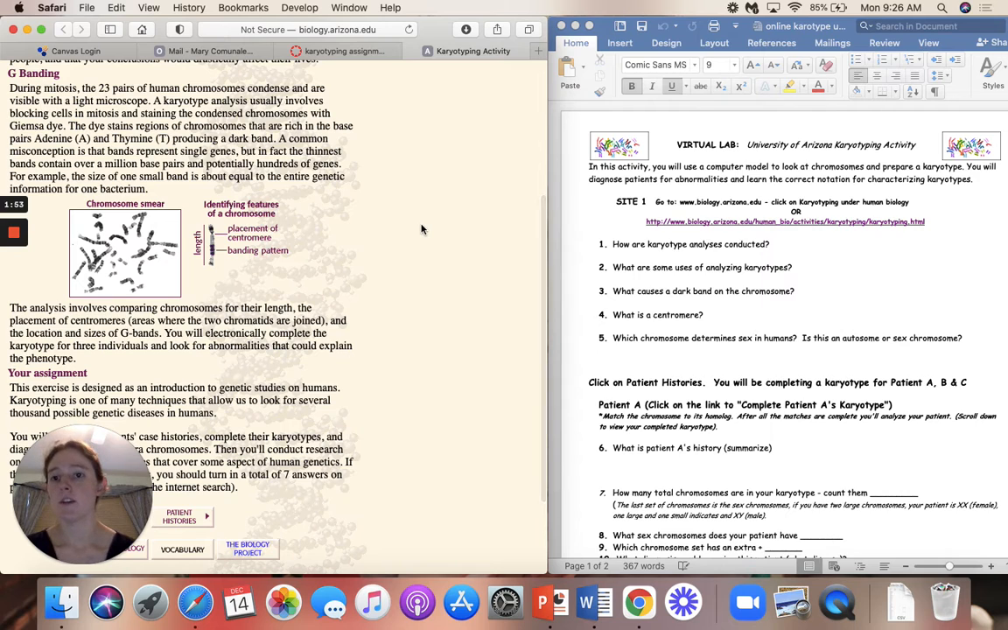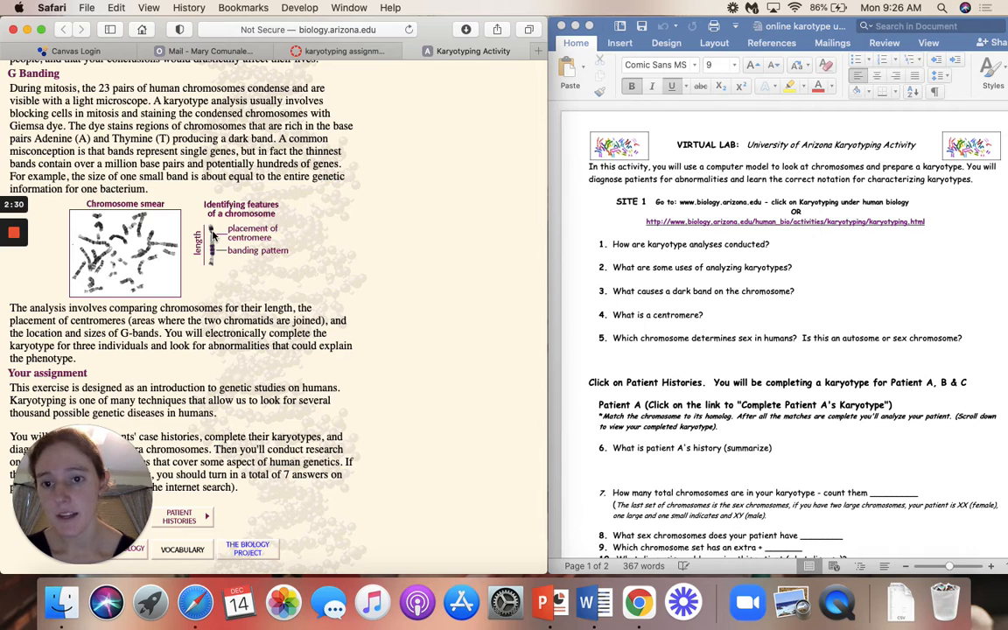During mitosis, the 23 pairs of chromosomes condense and are visible with a light microscope. A karyotype analysis usually involves blocking cells in mitosis and staining the condensed chromosomes with germicide dye. The dye stains regions of chromosomes that are rich in the base pairs A, which is adenine, and T, thymine, producing a dark band. A common misconception is that the bands represent single genes, but, in fact, the thinnest bands contain over 1 million base pairs and potentially hundreds of genes. For example, the size of one band is about equal to the entire genetic chromosome for one bacterium. So that's kind of crazy.